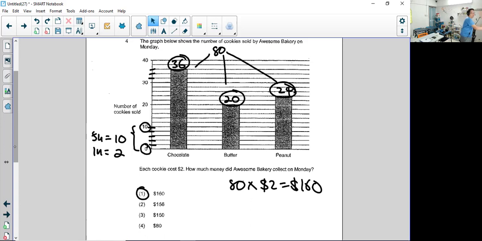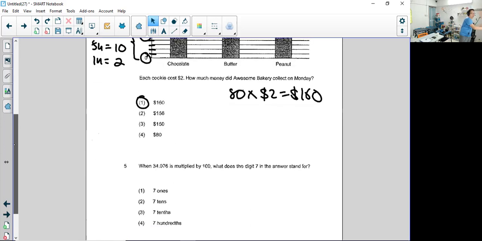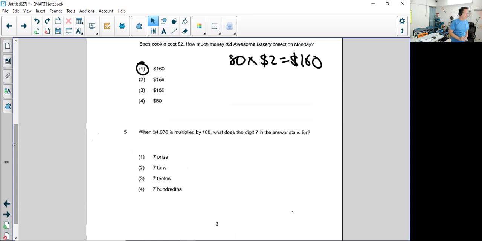And what do we have? Shifting of the decimal point. When 34.076 is multiplied by 100, you will have to shift the decimal point to the right 2 times because there are 2 zeros. So when you multiply, you have to shift the decimal point to the right, 1 and 2.